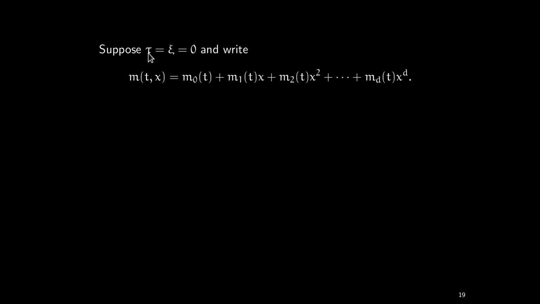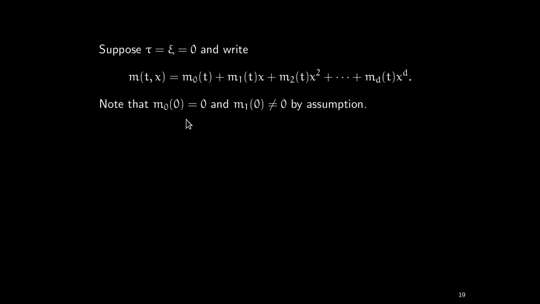Let's consider the case where tau and xi are 0, just for simplicity. If you have any other points, you make a change of variables, and you will be in this situation. So if tau is 0 and xi is 0, and you write the m like this, then you can proceed as follows.